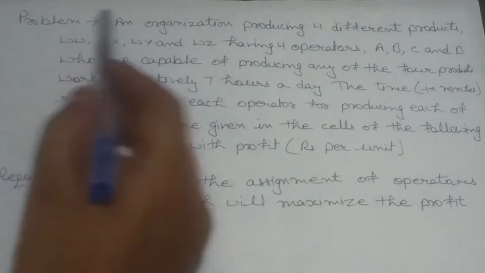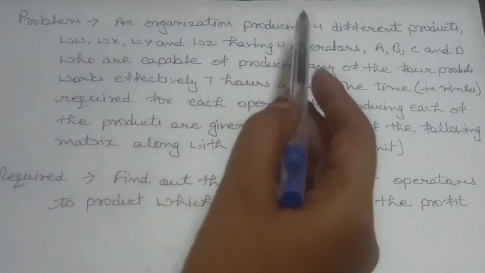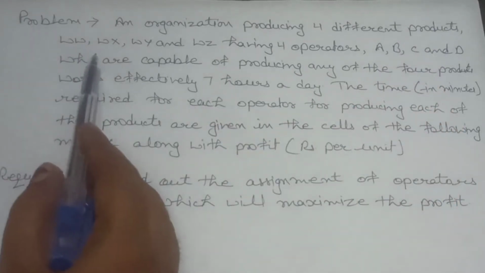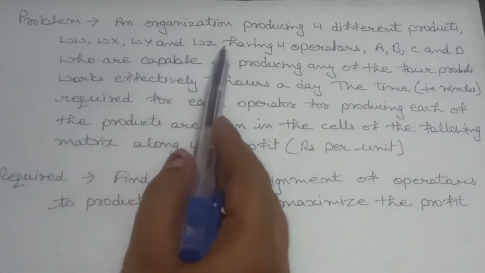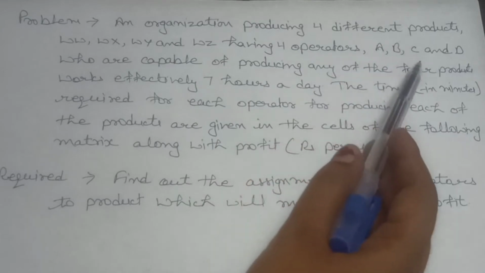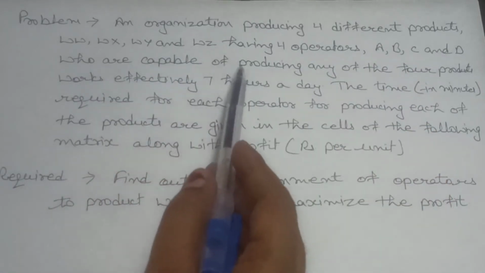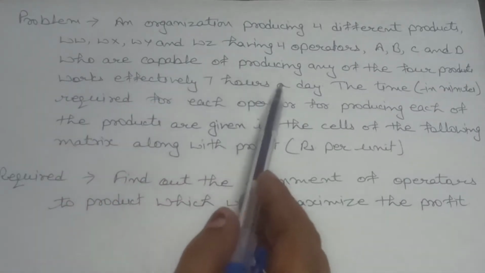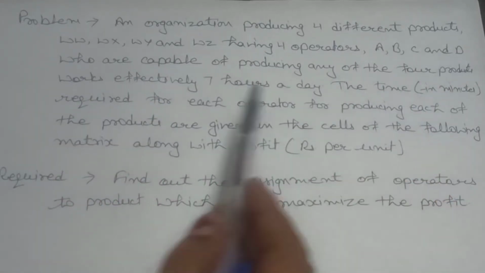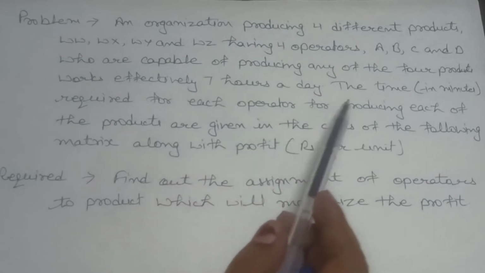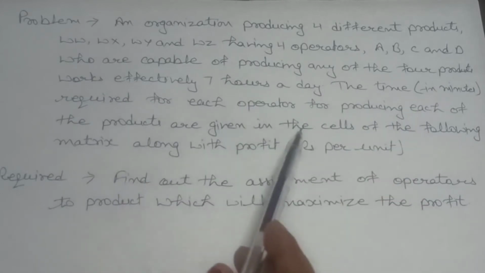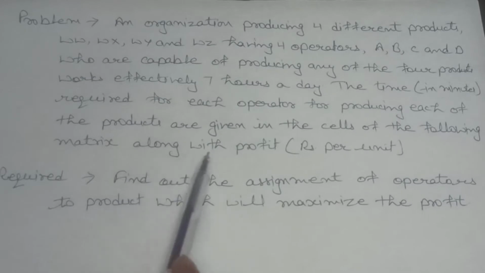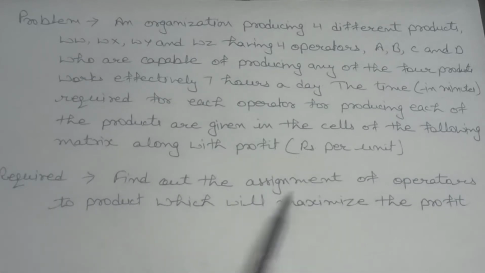So here is the problem. An organization producing 4 different products WW, WX, WY and WZ, having 4 operators A, B, C and D who are capable of producing any of the 4 products, works effectively 7 hours a day. The time in minutes required for each operator for producing each of the products are given in the cells of the matrix along with profit. We have to find out the assignment of operators to product which will maximize the profit.